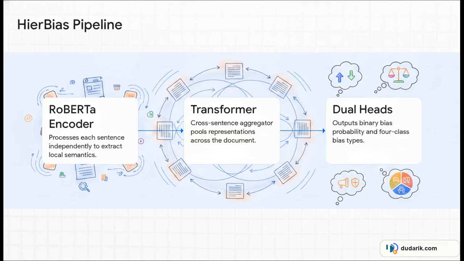In Step 1, a sentence-level RoBERTa encoder processes each sentence independently to pull out local semantic representations. Then, Step 2 introduces a cross-sentence transformer aggregator. This aggregator pools those representations across the entire document span, using attention mechanisms to weigh how earlier sentences condition later ones. Finally, Step 3 feeds all that aggregated context right into dual output heads.